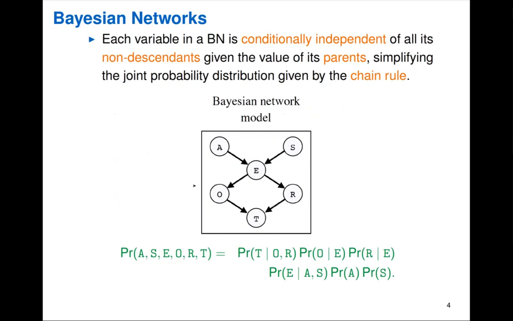One important property of Bayesian networks is that each variable in a Bayesian network is conditionally independent of all its non-descendants, given the values of its parents. This way, the joint probability distribution of all the variables factorizes nicely into conditional probability tables associated with the nodes of a Bayesian network.